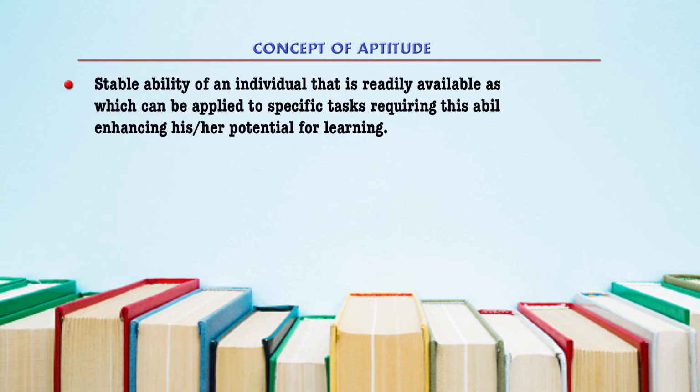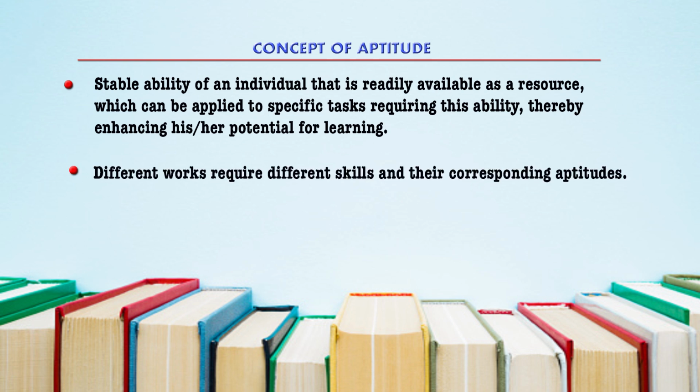And if I analyze these definitions of aptitude, I can say that aptitude is best understood as a stable ability of an individual that is readily available as a resource, which can be applied to specific tasks requiring this ability, thereby enhancing his or her potential for learning. Further, different works require different skills and their corresponding aptitude. So, here aptitude is related with the skill.